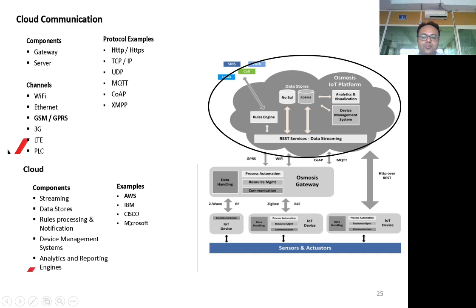There are some tools which are available like AWS, Microsoft Azure, IBM, Cisco. The purpose of the cloud system is to receive the data streaming process with the help of web services, and to store the data in the database. It can be RDBMS, it can be NoSQL. You can process the data for some kind of events which you want.